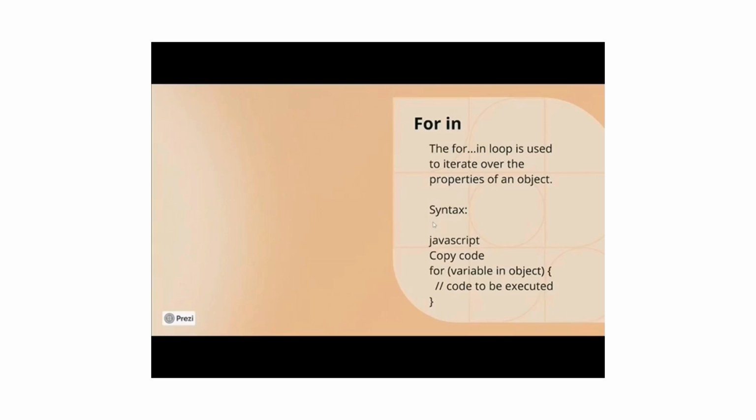Now the next one is the for in loop. The for in loop is used to iterate over the properties of an object. Here the basic syntax is, first of all for, then variable in object. This variable represents the current property name in each iteration. The object represents the object whose properties are being iterated over. Here I provide a small example.